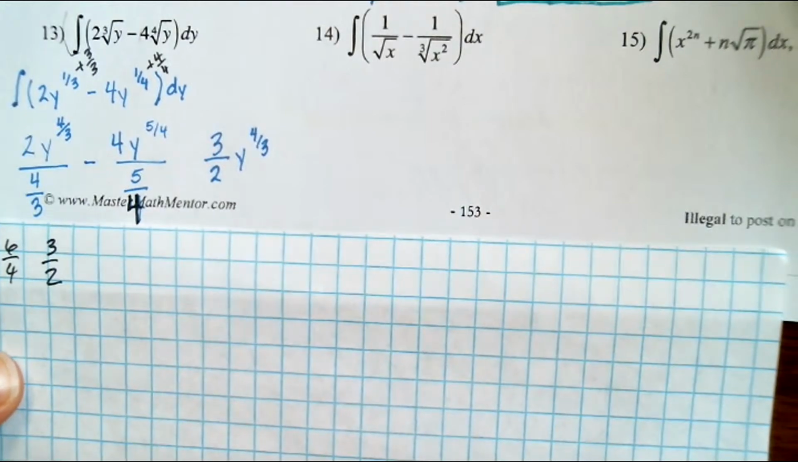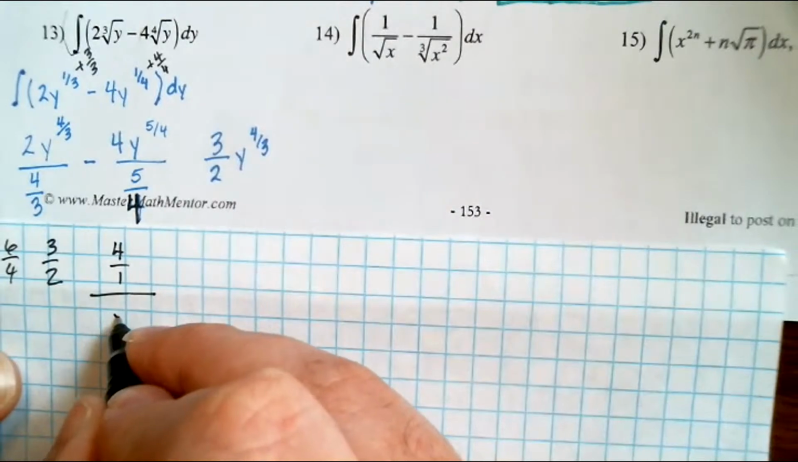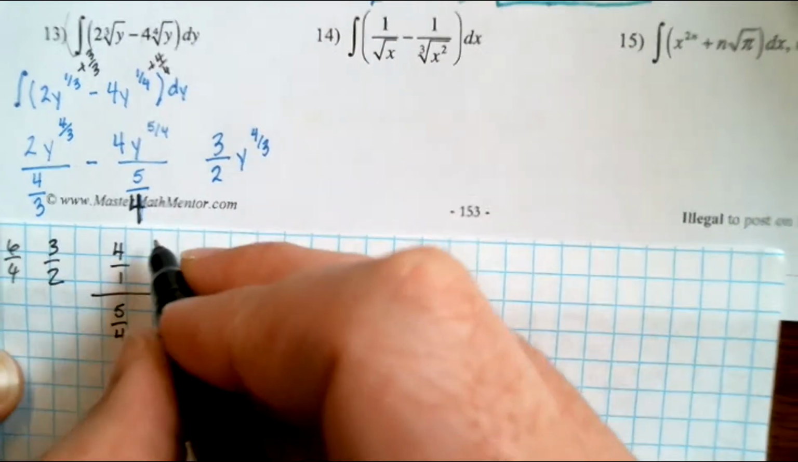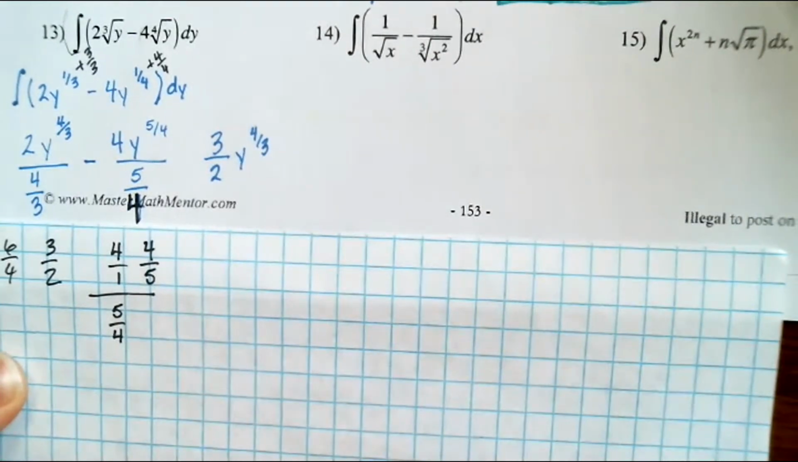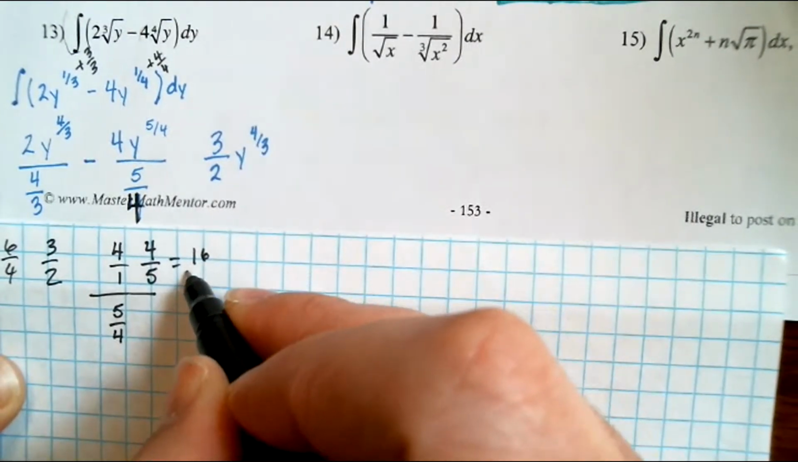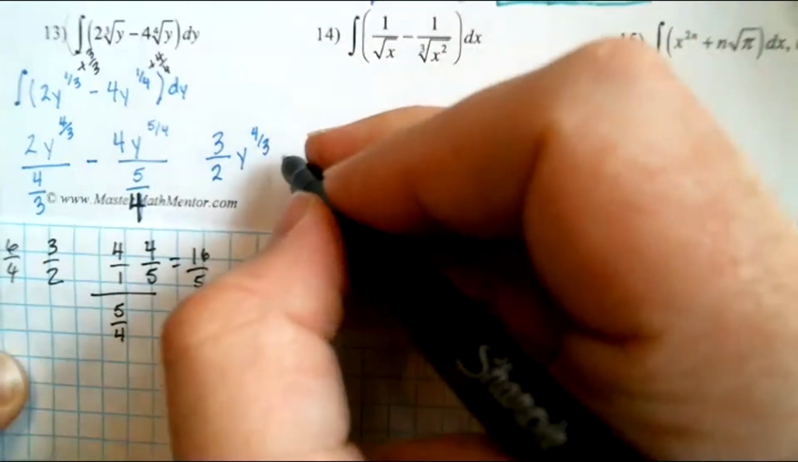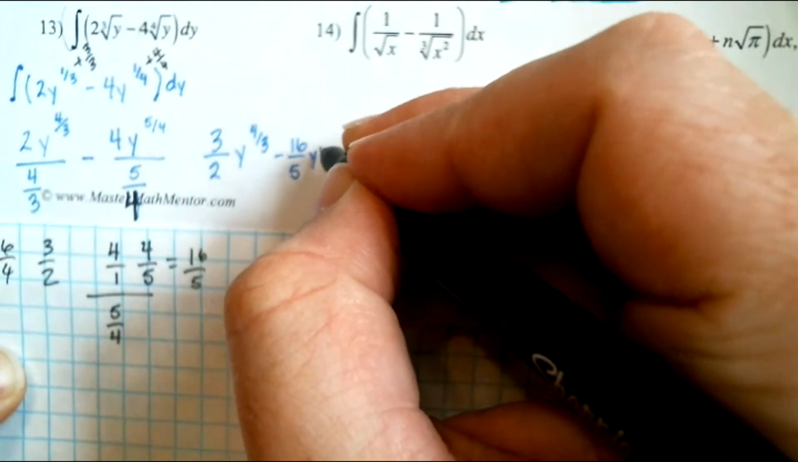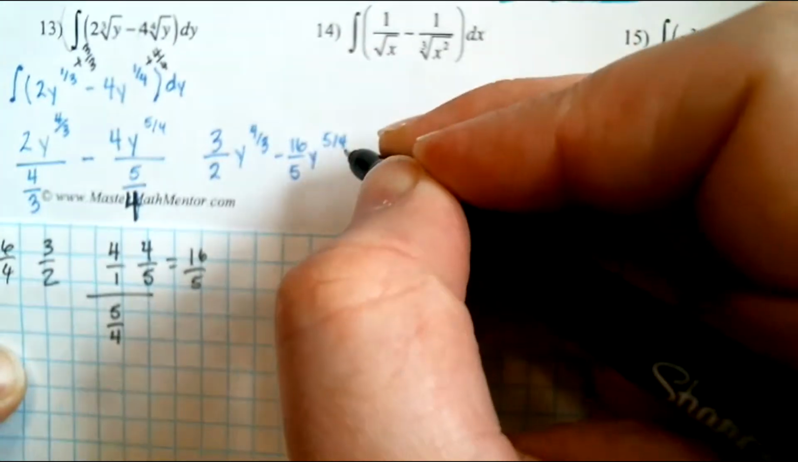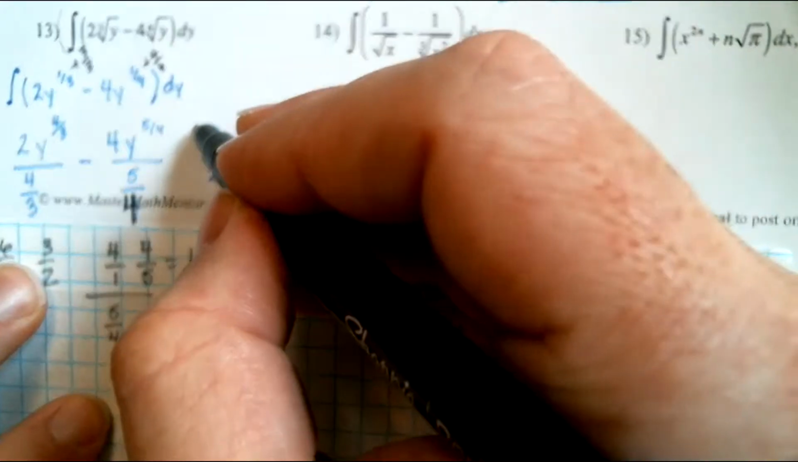And then I have 4 over 1 divided by 5 over 4. And just flip it up. And that would be 16 over 5. So then that would be minus 16 over 5. And that's y to the 5/4. And don't forget about c. C represents that constant that can be anything.